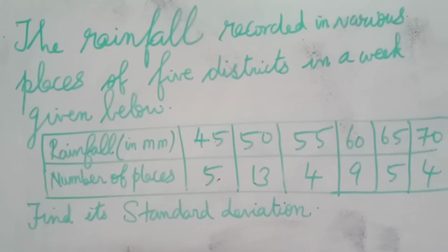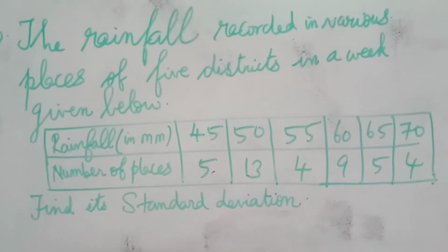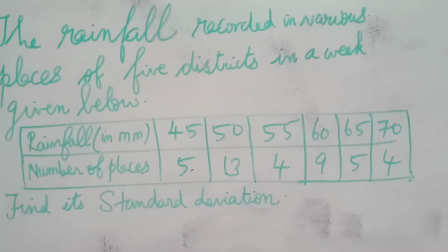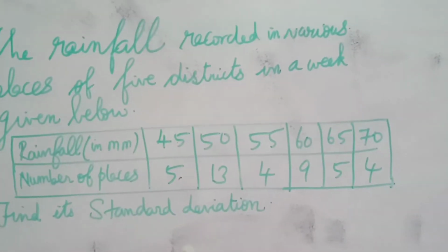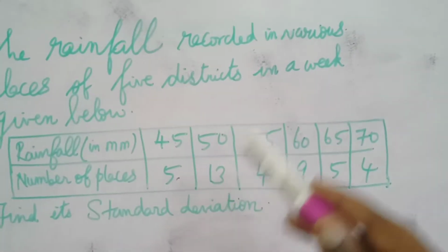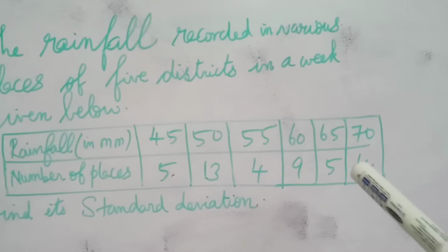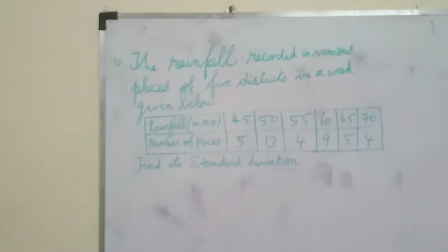The rainfall recorded in various places of 5 districts in a week is given below. So 1, 2, 3, 4, 5, 6. So 6 rainfall values they have given. Number of places: 45 millimeter 5, 50 millimeter 13, 55 millimeter 4, 60 millimeter 9, 65 millimeter 5, 70 millimeter 4. So now we need to find the standard deviation.